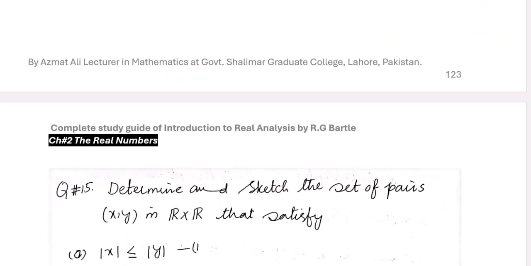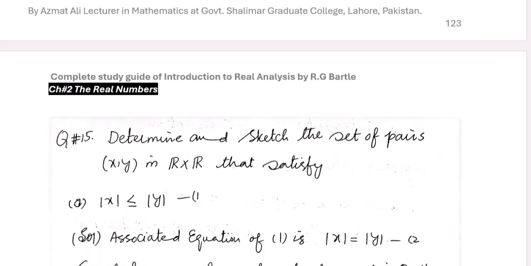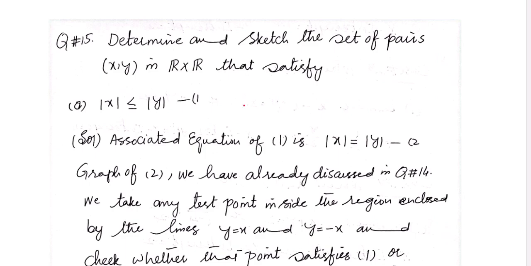Next we move towards question number 15. Question number 15 is actually the graph of inequalities. In this question we have to draw the graph of inequalities, and these inequalities are the opposites of the equations available in question number 14. The statement of the question is: determine and sketch the set of pairs (x, y) in R cross R that satisfy this inequality.